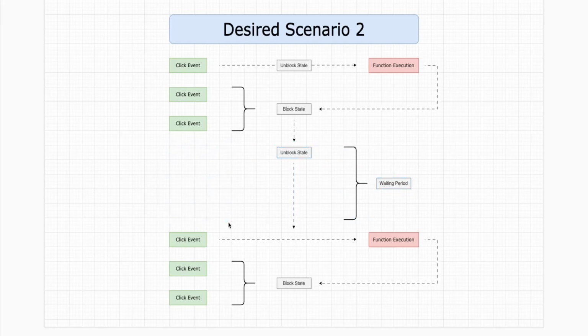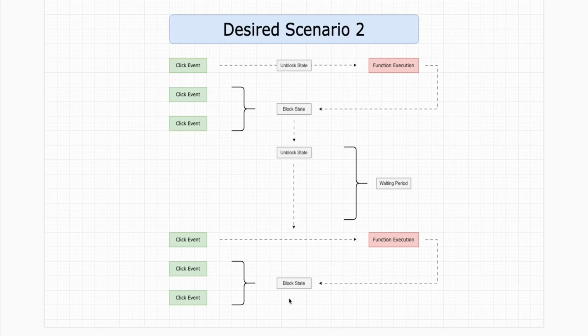In this case, it is not going to do anything else, rather it just waits for a click event to happen. You can see that this is our waiting period. For this amount of time nothing has happened, no event has occurred. As soon as the click event occurs, we again execute our callback function and move the state back to the blocked state. So this was the second scenario we are looking for.